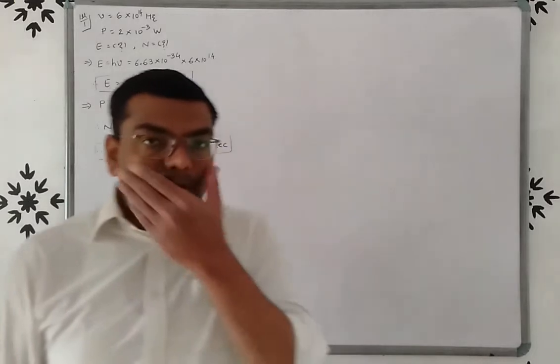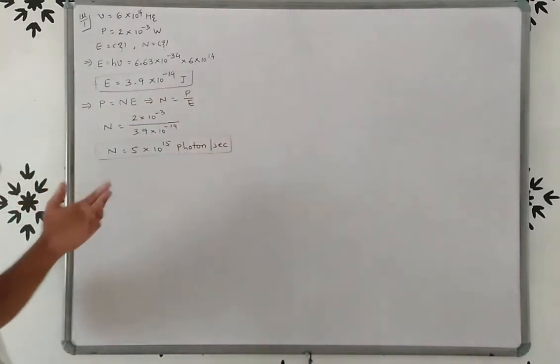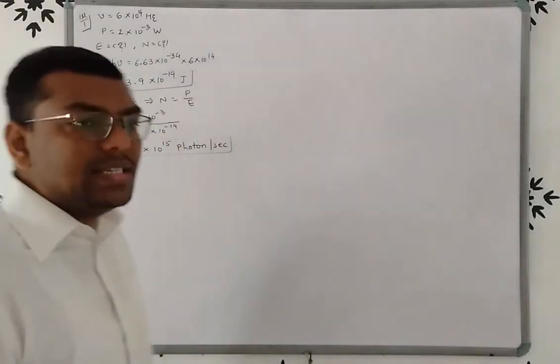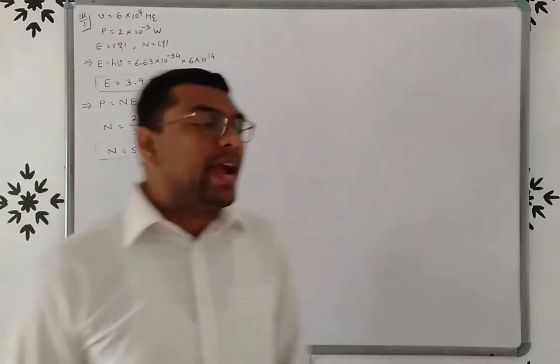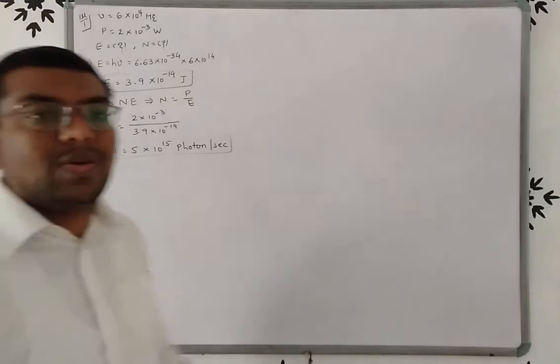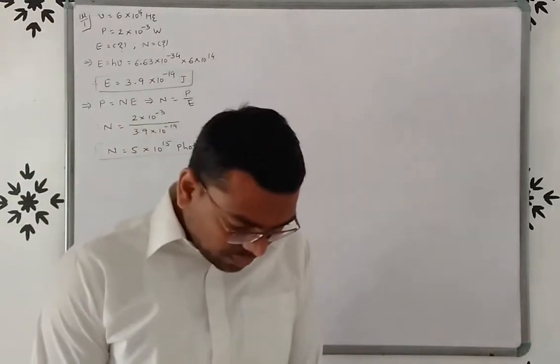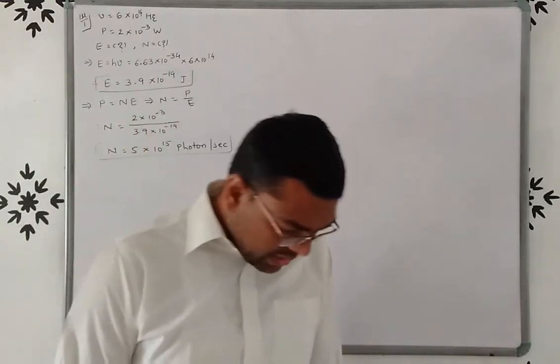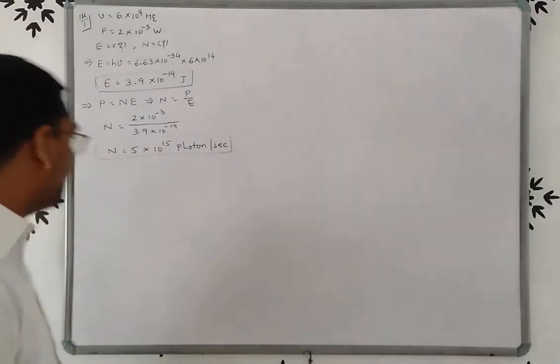So you have to simply remember the formula. We already know the formula of energy, E is equal to h nu, and to find out number of photons, power P is equal to NE, so N is P by E. Now see friends, illustration 2.